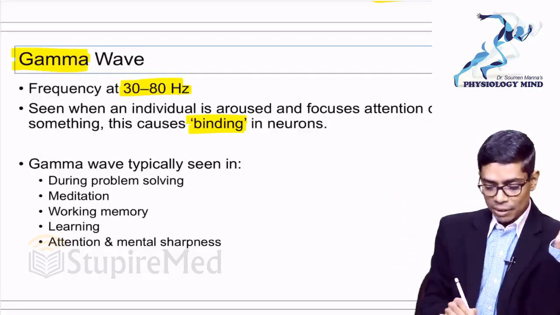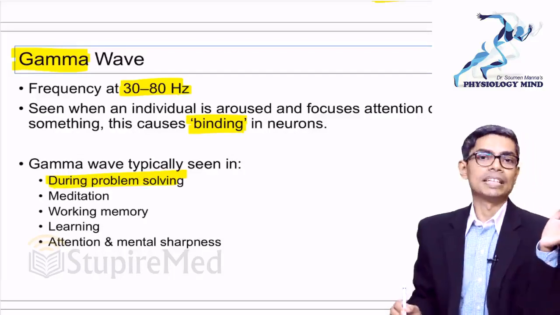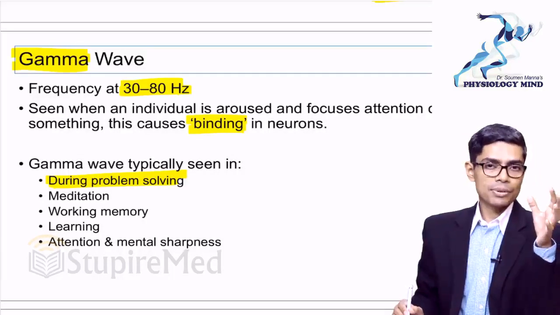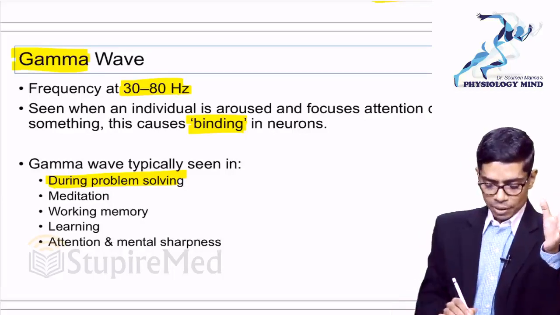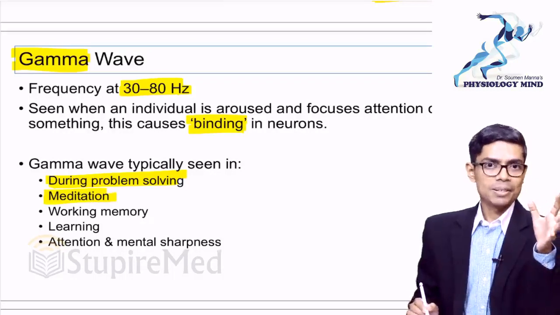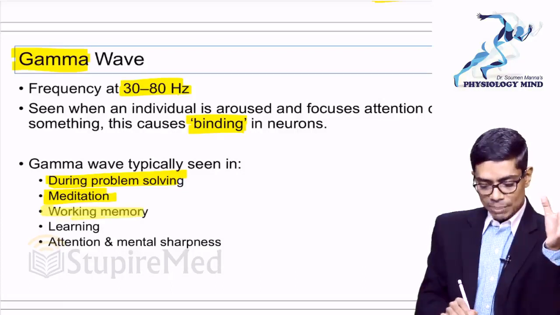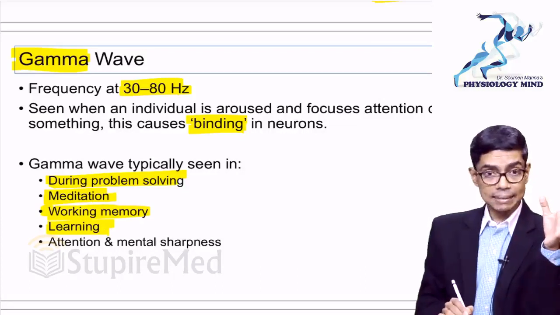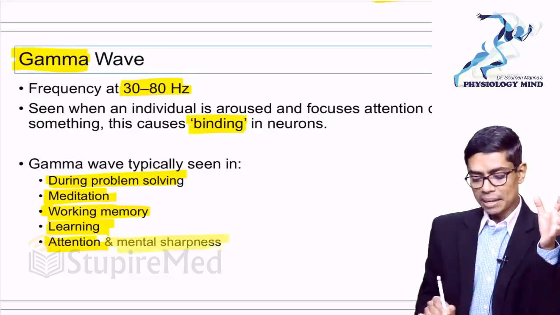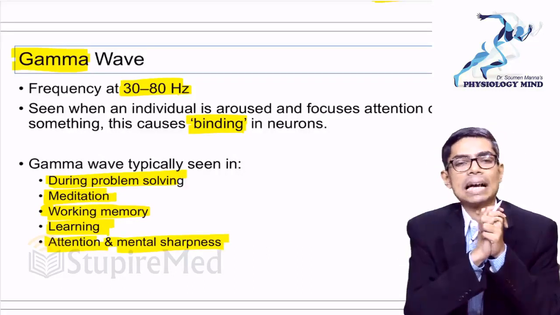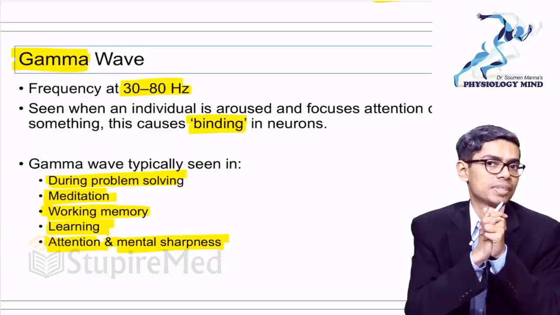What is the condition? Written here. During problem solving, when you try to solve a complicated problem, or meditation, obviously not your meditation, that is a yogic meditation, working memory formation, learning, attention and mental sharpness will produce gamma wave in the EEG, right?